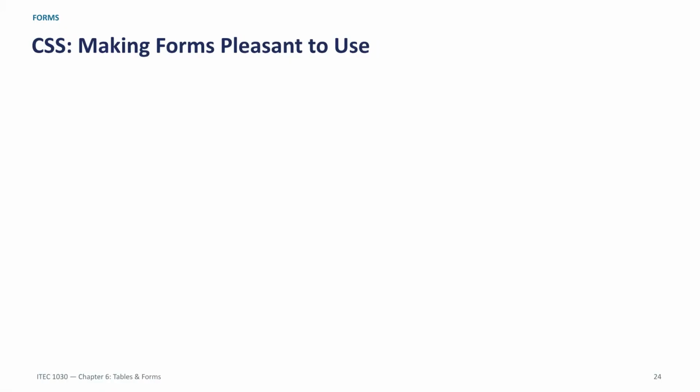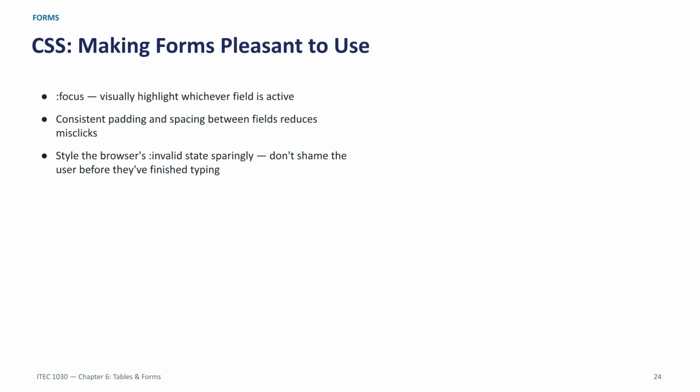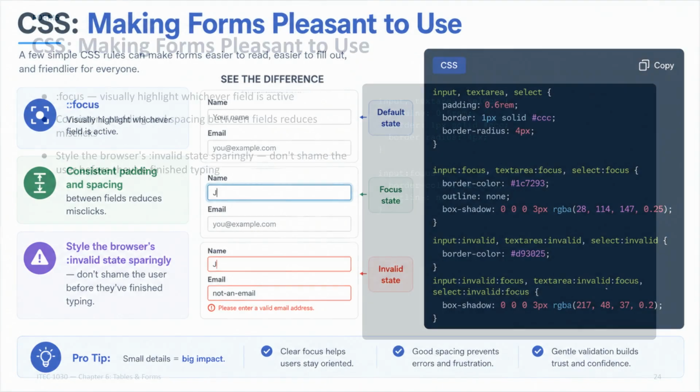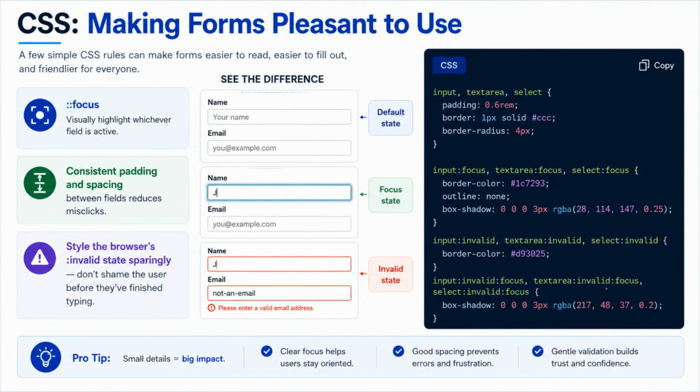3 CSS techniques for making forms pleasant rather than merely functional. Focus visually highlights whichever field is currently active. Walk the 3-state comparison, default, focus, and valid, on this slide directly, since seeing all 3 side by side makes the visual feedback obvious. Consistent padding and spacing between fields reduces misclicks. And a genuinely important UX point worth emphasizing. Style the browser's invalid state sparingly. Don't visually shame the user with red borders before they've even finished typing into a field.